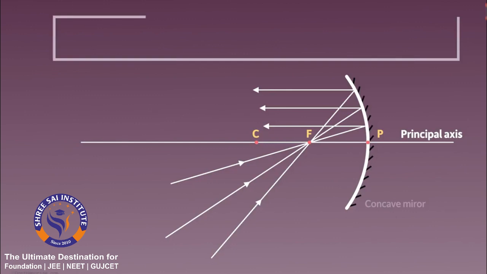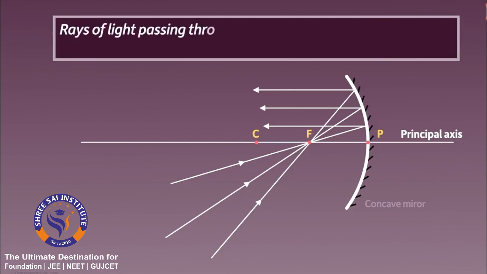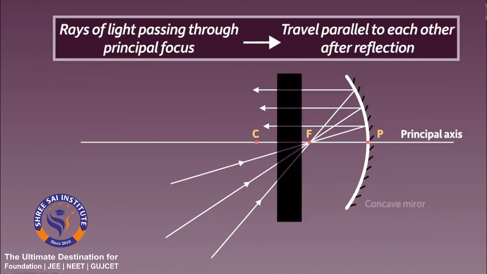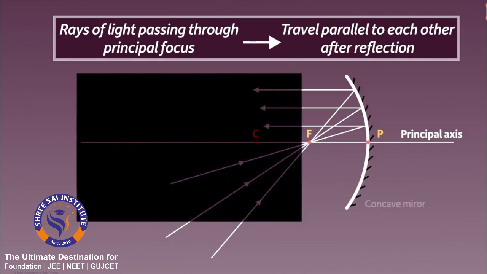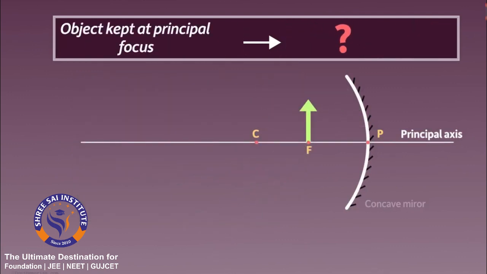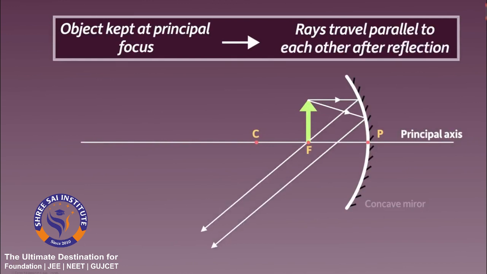So what can we conclude from this? If the rays of light pass through the principal focus and are incident on the mirror, then after reflection, they travel parallel to each other. And this is true for any position behind the principal focus. But what if the object is kept at the principal focus? Well, in that case also, all the rays will travel parallel to each other after reflection.